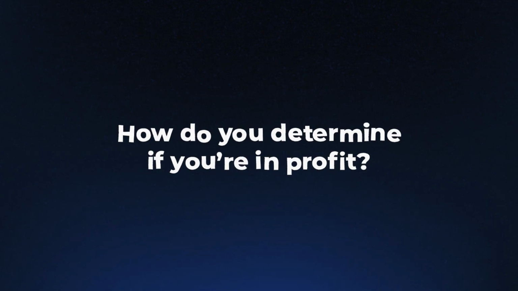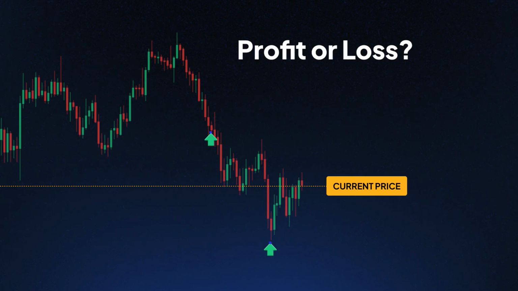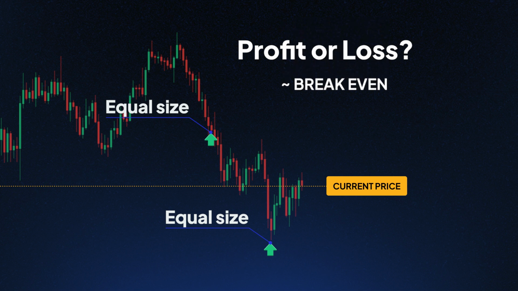So how do you determine if you're in profit? The answer is simple. You have to calculate your break-even price. Your break-even price shows the point where your investment is fully recovered. To calculate it, you need to know your total investment, how much you've recovered, and the coins you still hold. Let me break this down with an example.